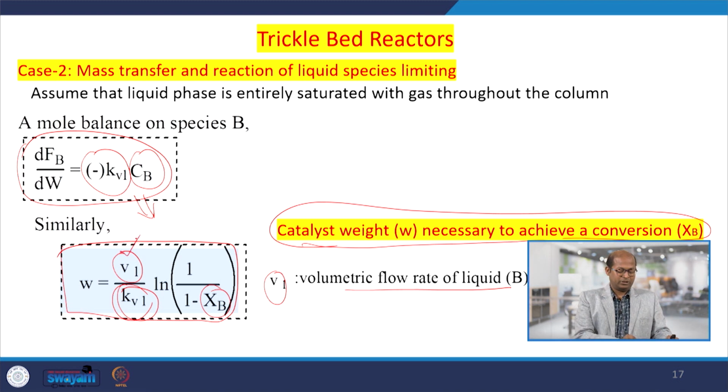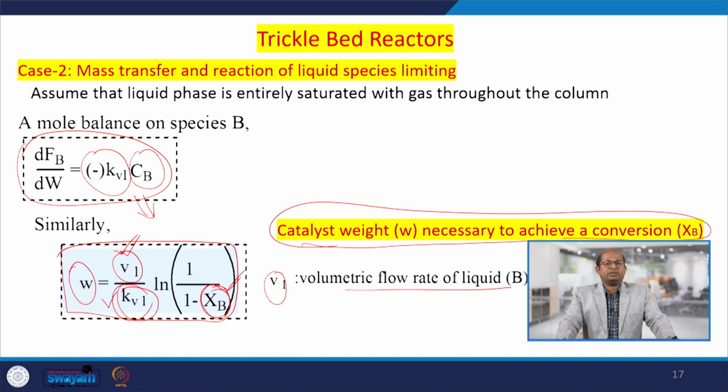So if we know these, and say xb equals 40% conversion is what we want to achieve for this particular reaction, then we can put this value, and the amount of catalyst required to achieve the conversion xb can easily be found out. So, these are the things we have discussed.